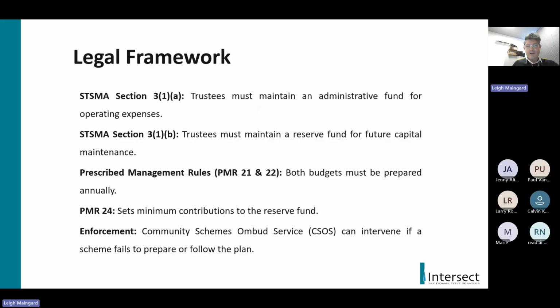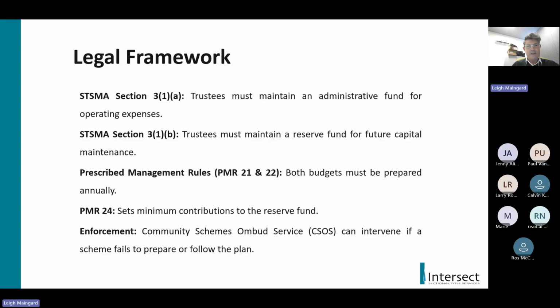As we always start off with a legal framework, the STSMA, or the Sectional Title Schemes Management Act, sections 3.1a and 3.1b in particular. 3.1a talks about the trustees must maintain an administrative fund for operating expenses. As we go through the slides, we will go into more detail. So if you're not familiar with them, and I'm sure you all are, but if you're not, we will drill down into that a little bit. Section 3.1b talks about the trustees must maintain a reserve fund for future capital maintenance.